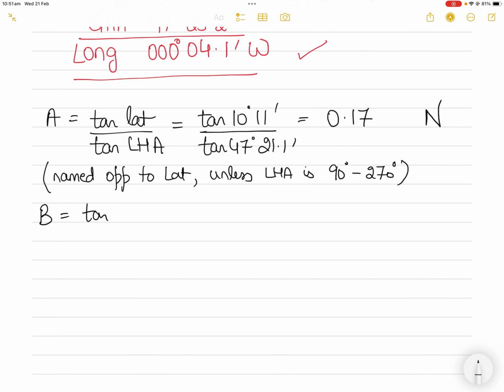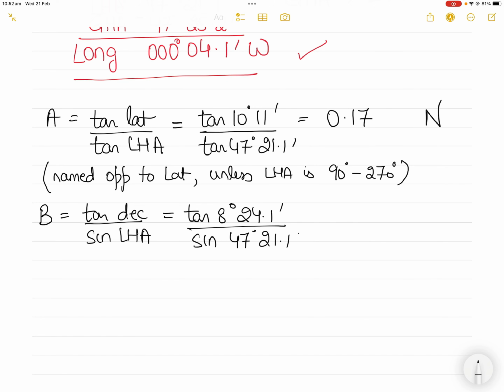B is tan of declination divided by sine of LHA. So tan of 8 degrees, what is the declination? I have to keep going back. 8 degrees 24.1 minutes. And sine LHA is 47 degrees 21.1 minutes. I will get 0.20. Now B is named same as declination.